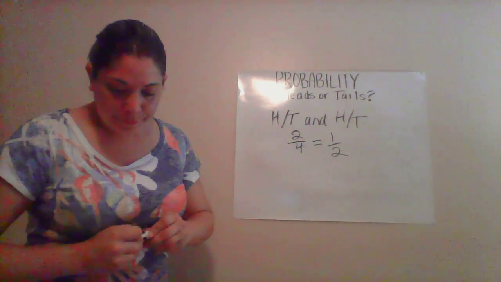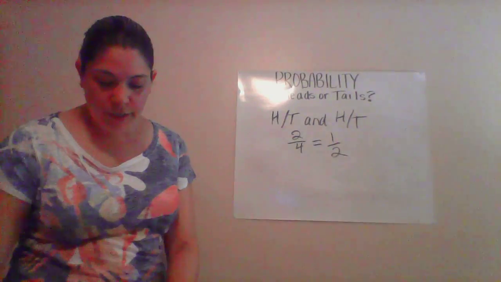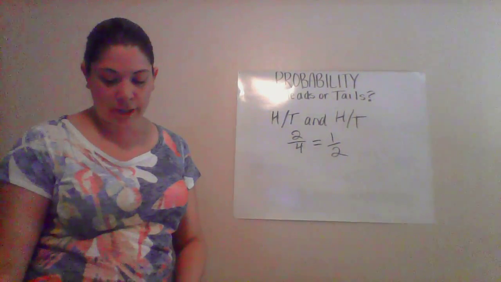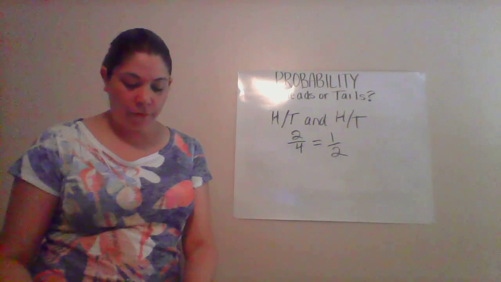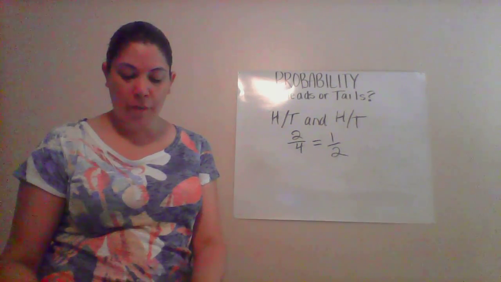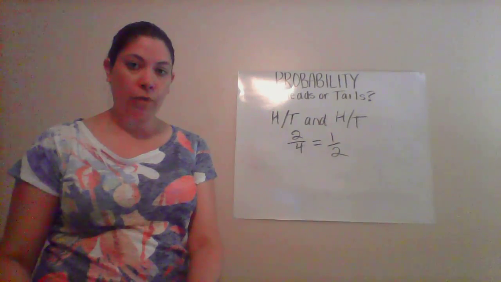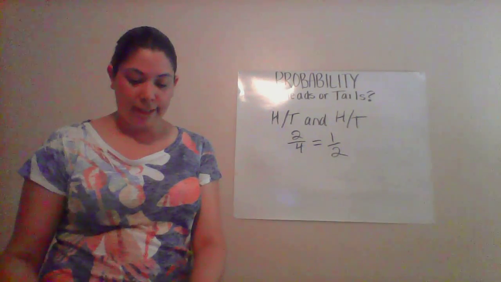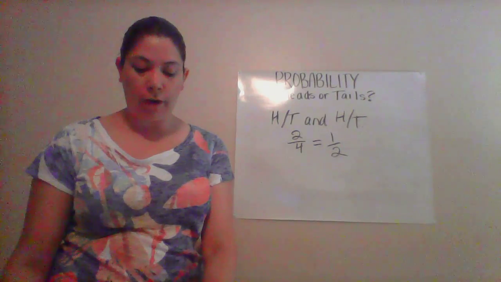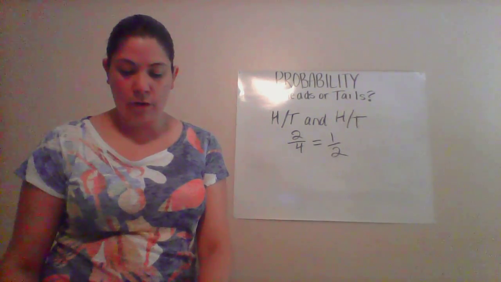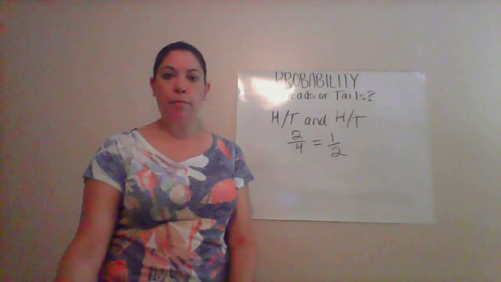Okay. And then also on your practice worksheet, we'll have you get into pairs, and you can figure out how to determine the number of outcomes for 4 flips, and then come up and share what you got as your answer. So if you have any questions, come up and ask me.